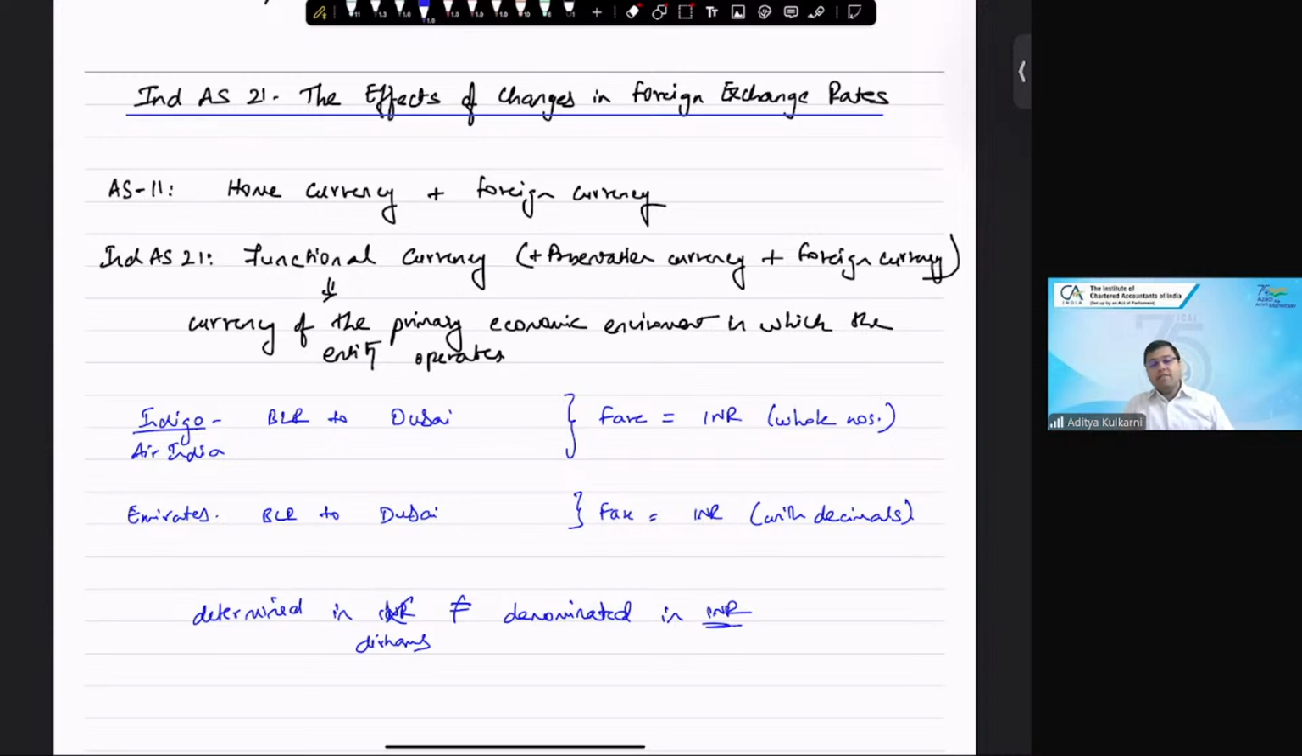So therefore, for such entities, INR becomes only a presentation currency. It is just presentation and nothing else. INR becomes a presentation currency for which you are going to prepare the financial statements in INR. But what is the primary currency or the functional currency of this entity? Sir, it is the foreign currency, dirhams. Are we able to understand? Yes.